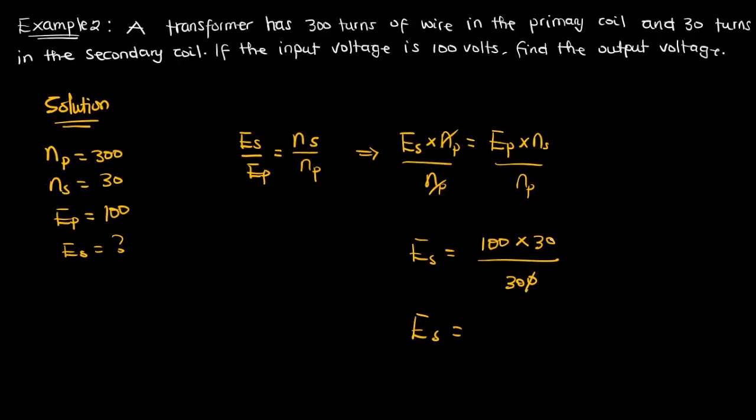The 0 here will cancel the 0 here, and the second one will cancel this over here. So I have 10 multiplied by 3 at the top, which gives me 30. Then I have 3 at the bottom, so this is equal to 10. 30 divided by 3 is 10. So 10 volts is my answer. And like I said, the output voltage is smaller than the input voltage, so it's 10 to 100. So it is a step down transformer, and this proves that my answer is indeed correct. All right, let's have a look at one final example.